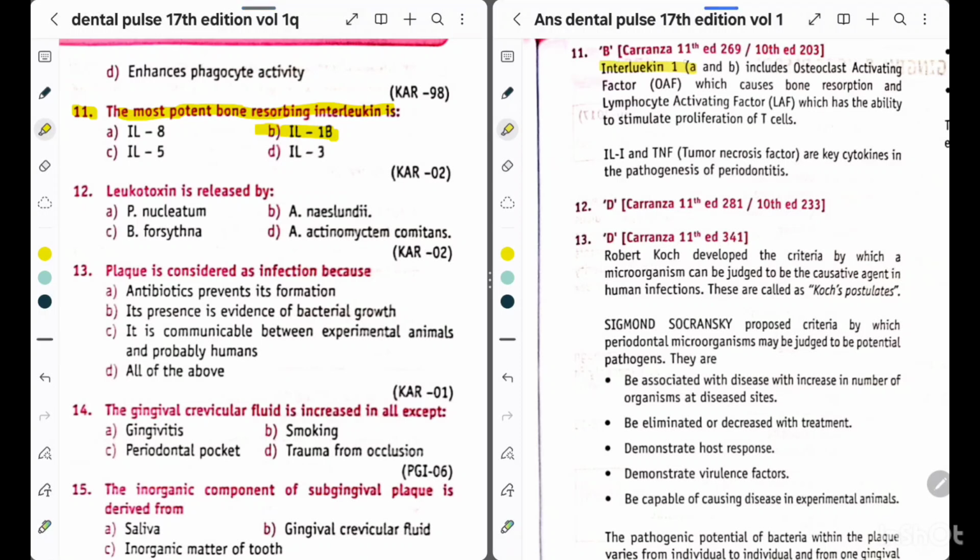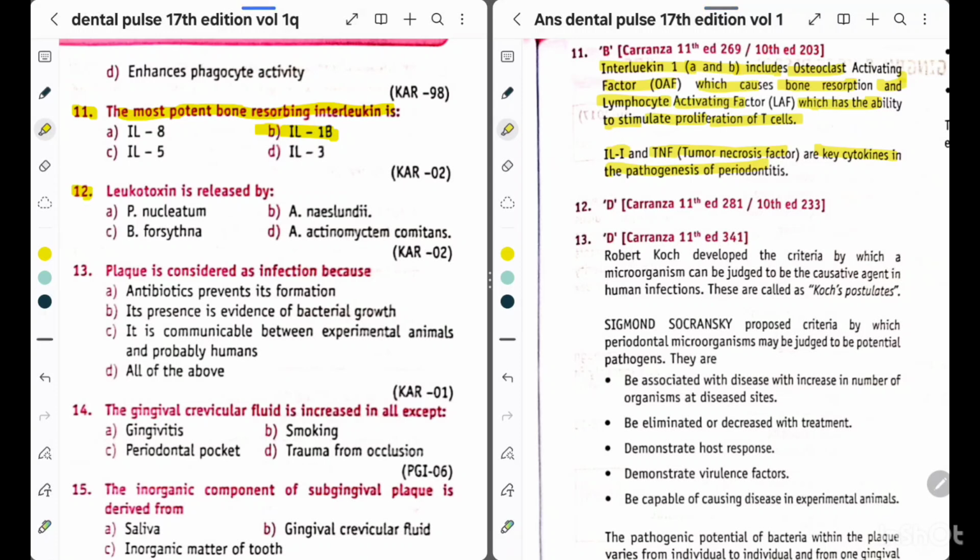So interleukin 1 alpha and beta include osteoclast activating factor, OAF, which causes bone resorption, and lymphocyte activating factor, which has the ability to stimulate proliferation of T cells. Interleukin 1 and TNF, that is tumor necrosis factor, are key cytokines in the pathogenesis of periodontitis.